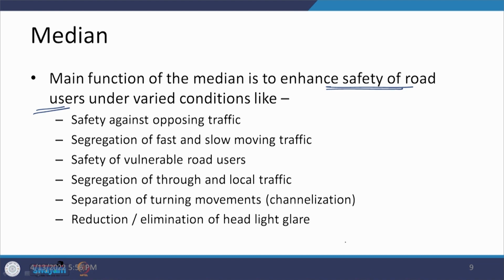So, what are the various safety features, or what are the various things which are going to be met when we provide a median? The very first thing is, if the median is being provided when we say it is in the center of the road.